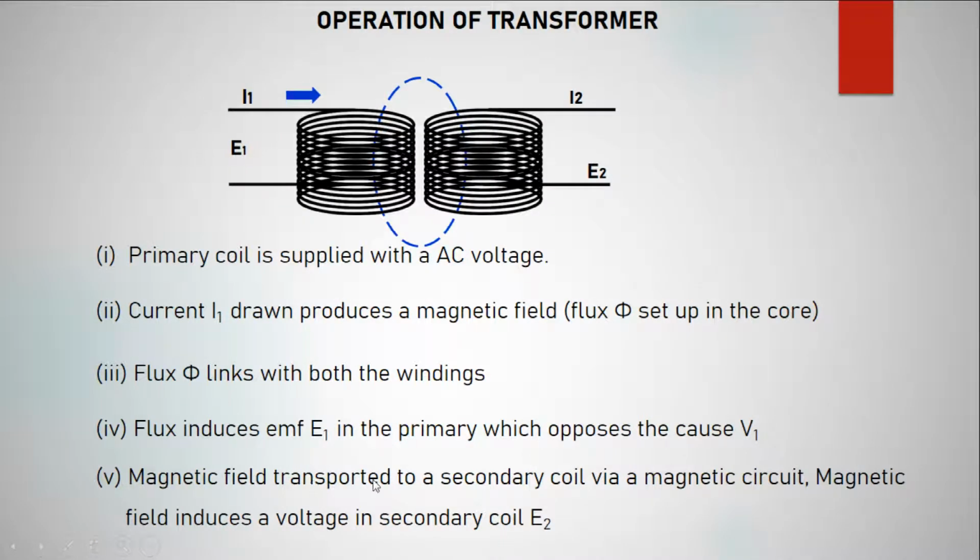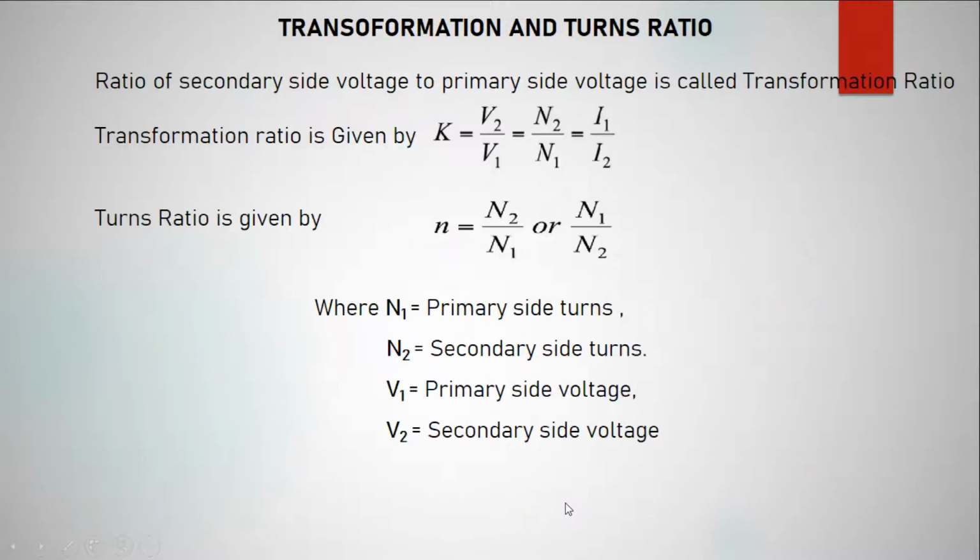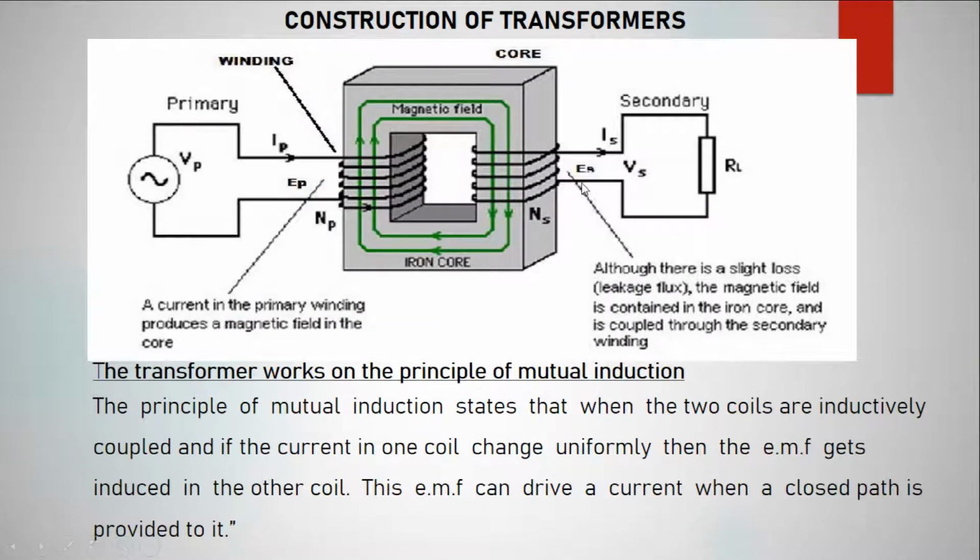The magnetic field is transported to the secondary coil via the magnetic circuit. The magnetic field induces a voltage in the secondary coil called E2. So this is called the secondary induced EMF, E2 or ES.